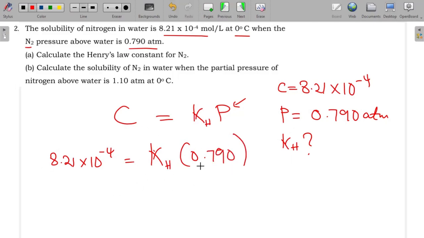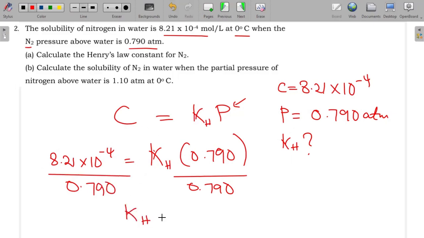Here we just divide both sides by the partial pressure. So Henry's constant is equal to this number divided by that one. What will it give us? I'll just punch that onto my calculator. It's giving me approximately 1.04 multiplied by 10 to the power minus 3. So this here will be my constant.